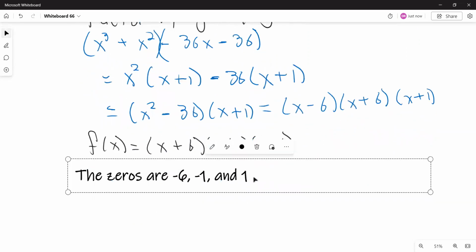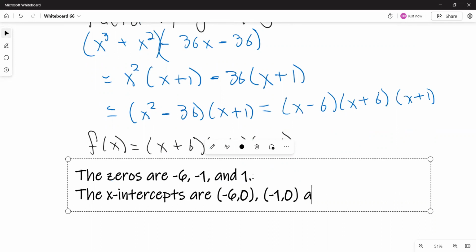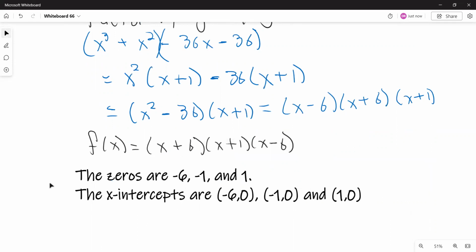So if those are the zeros, the x-intercepts are (-6, 0), (-1, 0), and (1, 0). So far. Okay, so we know the x-intercepts of the polynomial.